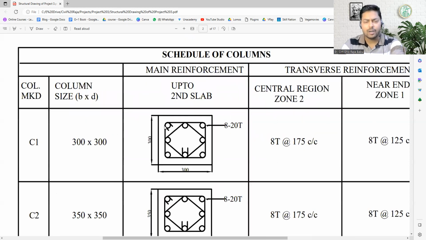135 degrees. So a few construction sites also bind these stirrups at a 90-degree angle, which is a wrong practice. We must go for the 135-degree angle. Okay, and we must bind the stirrups at this particular angle.